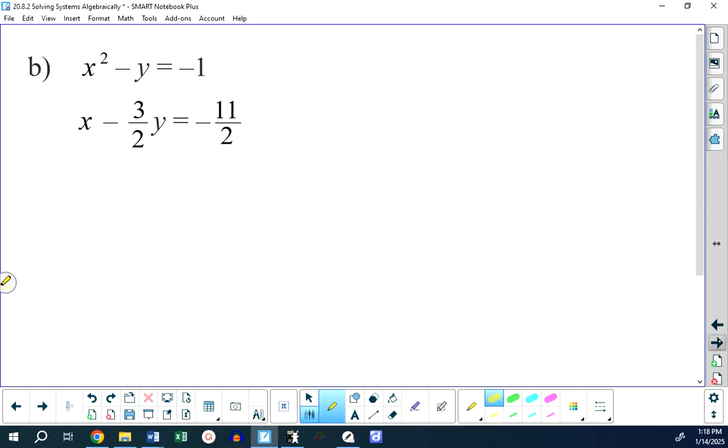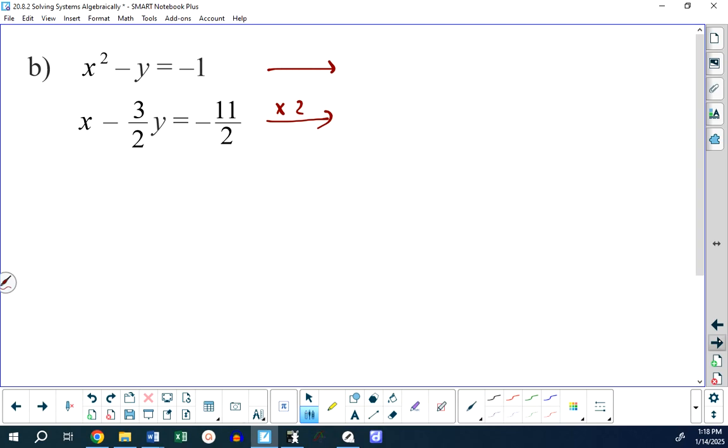Let's take a look at B. Well, before we do anything, let's get rid of those fractions. I've mentioned this a number of times. Why work with fractions if you don't need to? So this is pretty easy to do. I'm going to multiply this equation by 2. I'm going to leave this equation alone.